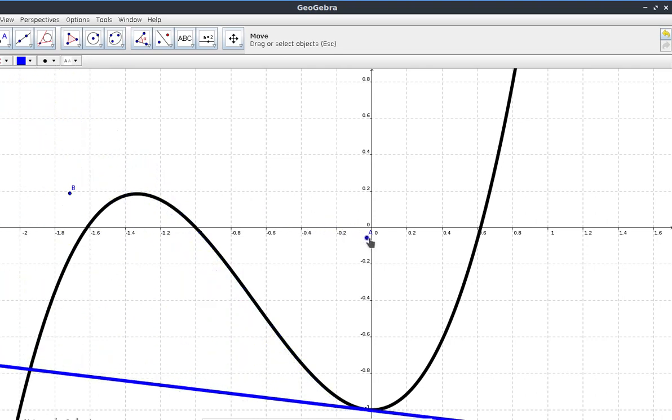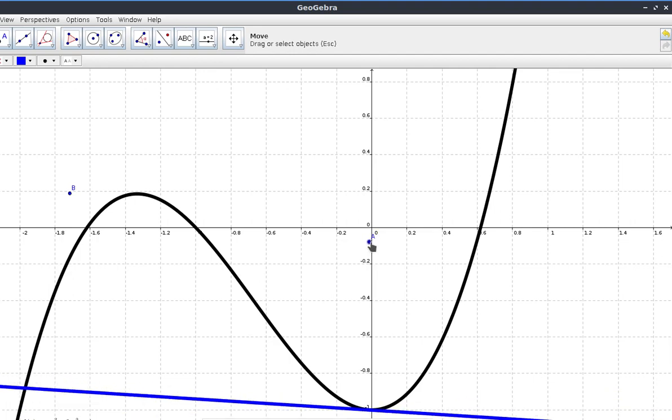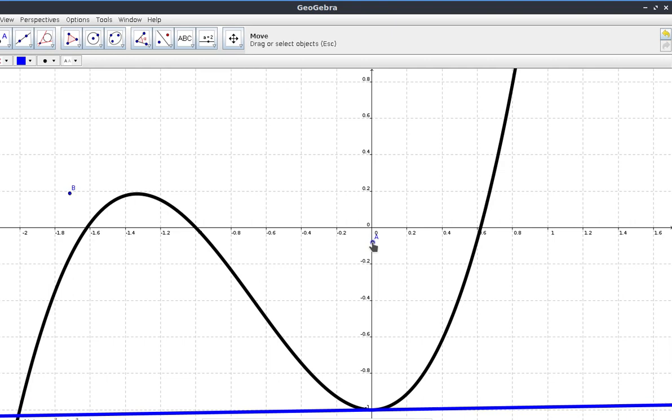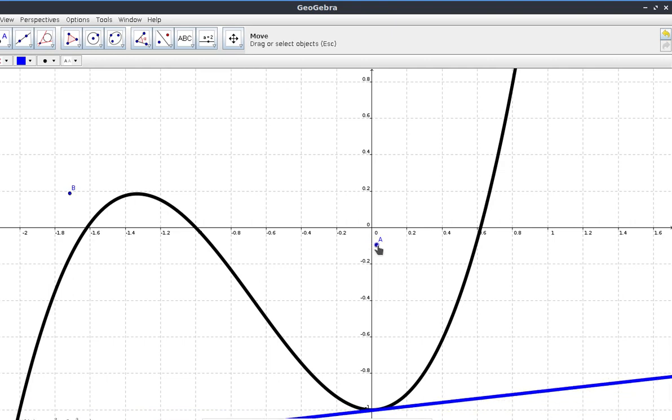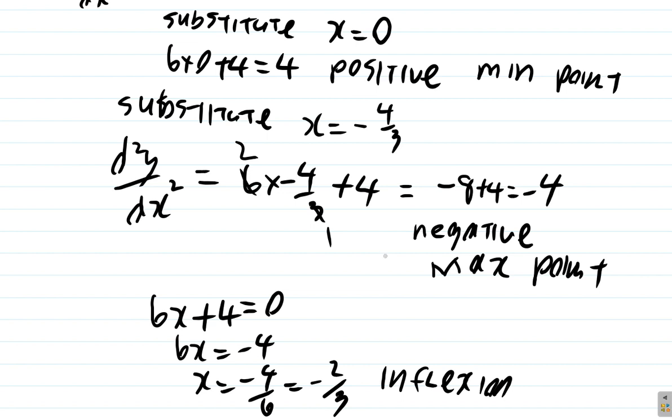We see that at the minimum point, we have a gradient of 0. It's becoming more and more positive, it reaches 0, and then once you pass the minimum point, it's becoming more and more positive. Alright? So those are the minimum point, maximum point, and the point of inflection.